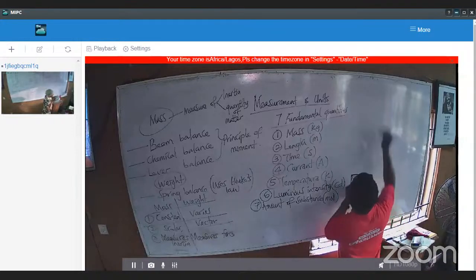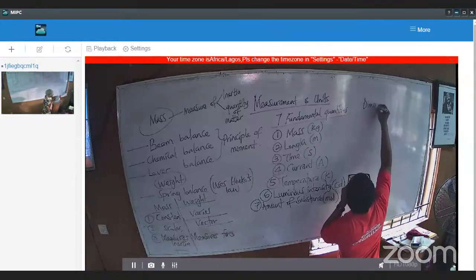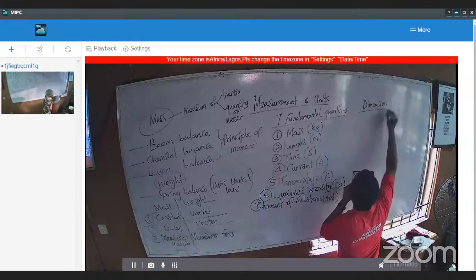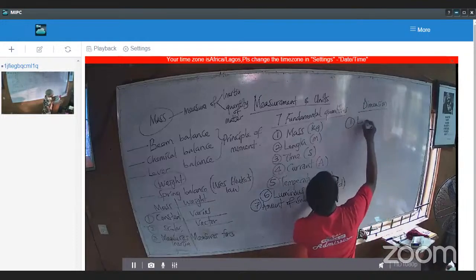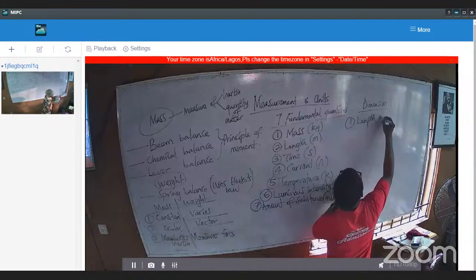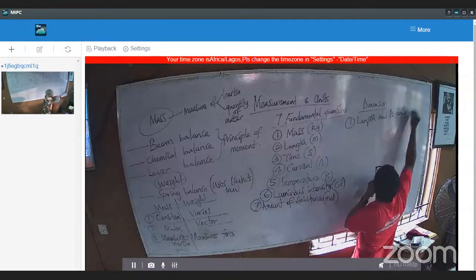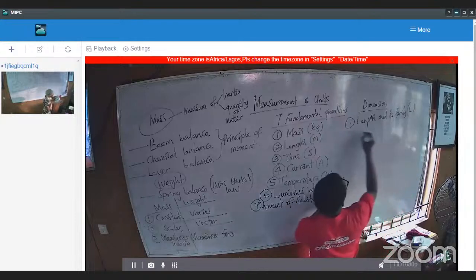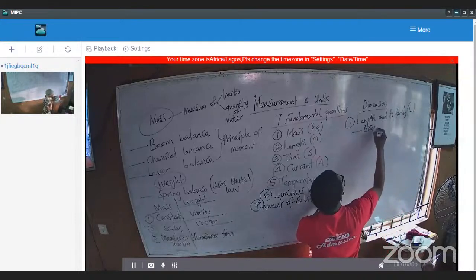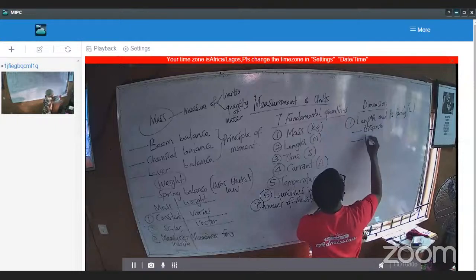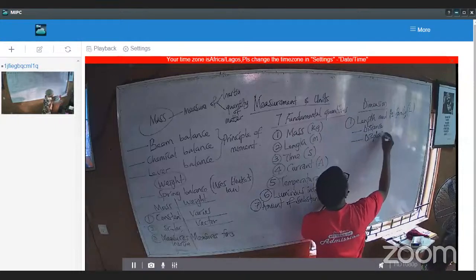From there, we go to dimension. We have what they call length and its family. They are all L. So what are the family of length? Distance, displacement. These are the family of length.